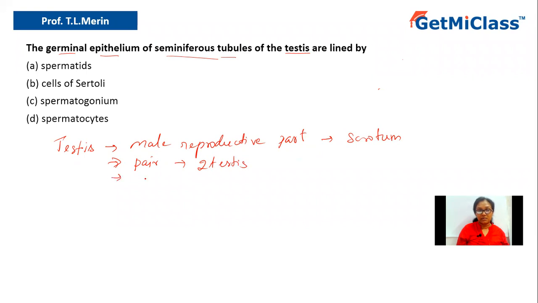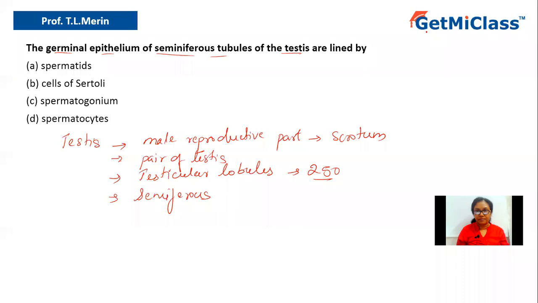Then each testis consists of lobules. We call them testicular lobules. There will be around 150 to 250 lobules, so on an average you can say 250 lobules. And these lobules consist of very, very thin tubules, which are called seminiferous tubules. So, as I told you, these are very, very thin tubules.